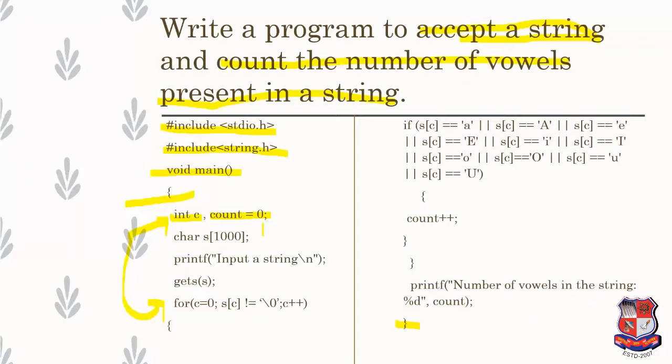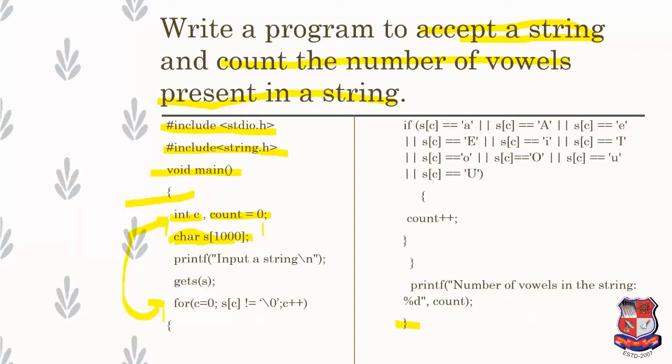Now I have taken one character array whose name is s and size is 1000. Why a character array? Because we have seen in the first slide, a string is a collection of characters, or we can say a sequence of characters, or a one-dimensional array of characters, right? So that's why we have taken a character array of size 1000. That is basically my string.